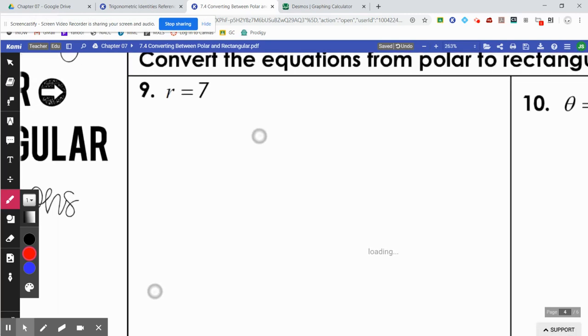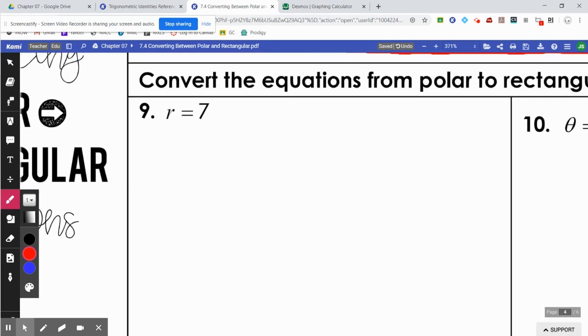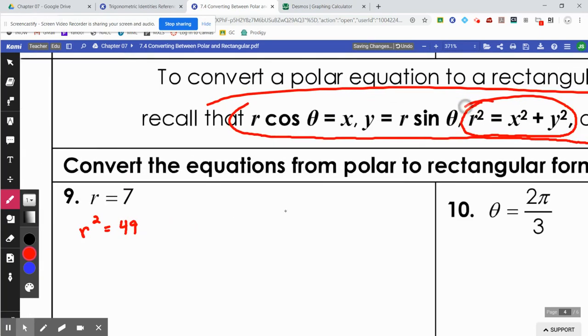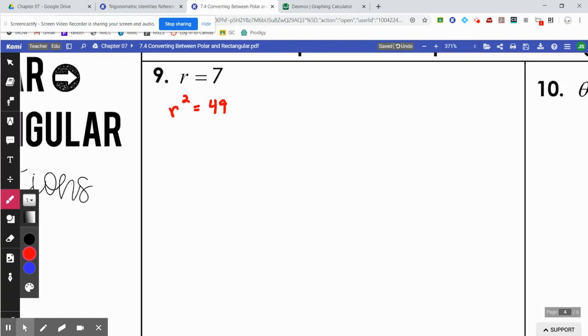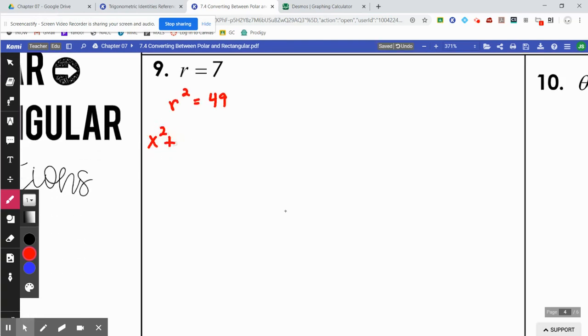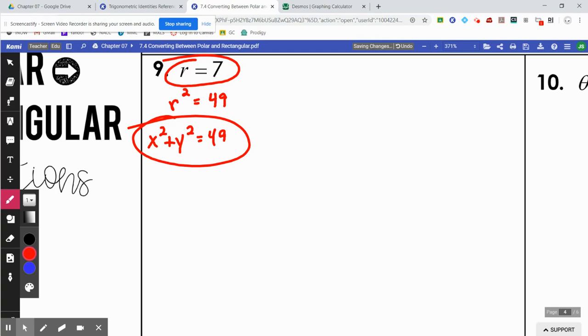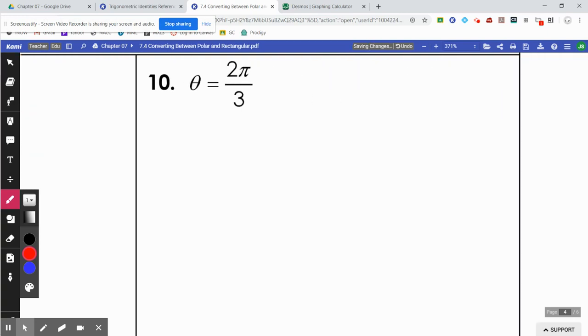Okay, the first one, r equals 7. What I would do on this one is square both sides. Because if r is 7, then I know that r squared would be 49. And the reason I did that is because then I can replace it straight with this. r squared is x squared plus y squared. So there is your rectangular equation. And we already knew that was a circle. If they give you a radius and they say graph r equals 7, that's a circle of radius 7. This is also a circle of radius 7.